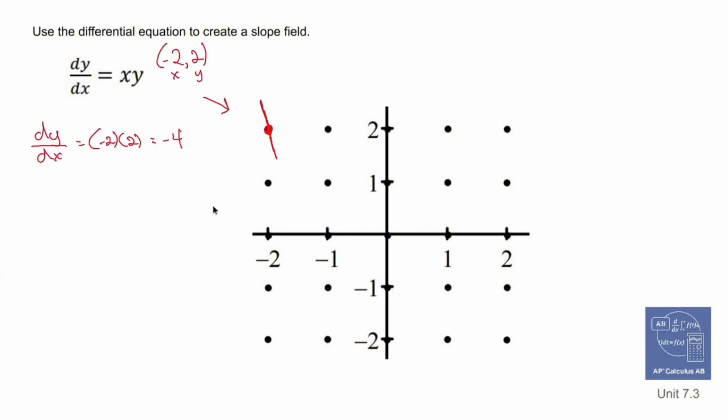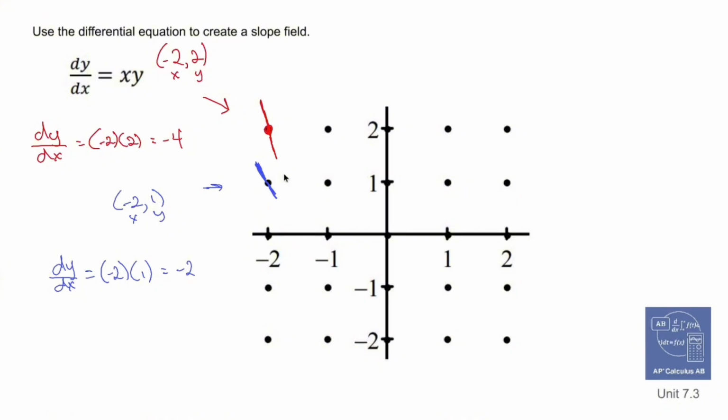The slope of negative 4 is going to look like a steep negative line. What a slope field looks like is we just take turns plugging points into the differential equation to see what we get. Let's try it again with one more point, negative 2, positive 1. Negative 2 is my x, positive 1 is my y. So dy/dx, the slope, is going to be replacing x with negative 2 and y with 1, and that gives us negative 2, which is a less steep negative line.